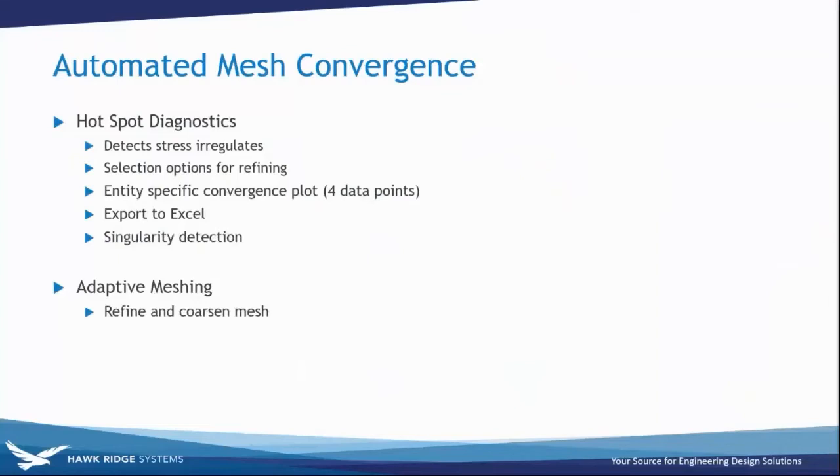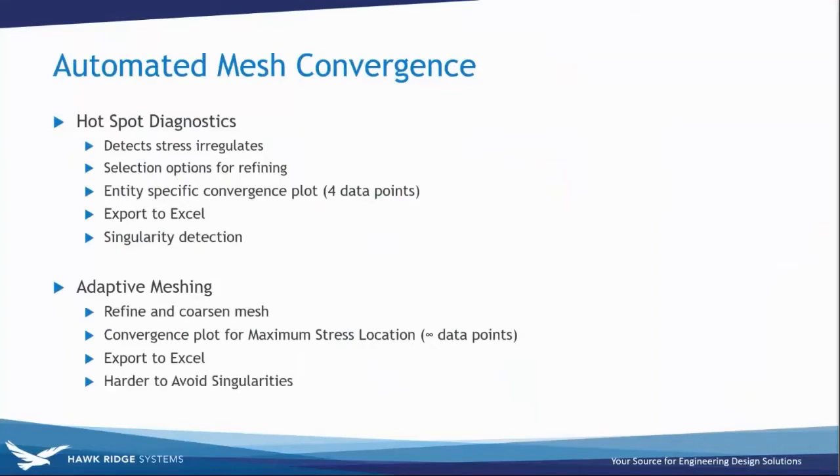The adaptive meshing tool will refine or coarsen the mesh based on user input accuracy values. After the mesh refinement, you can produce a convergence plot for the maximum stress. This can be finicky sometimes as the maximum stress location could change as your mesh is refined. You can export your convergence data to Excel, and it's not limited to 4 data points like that hotspot diagnosis tool. It'll give you data for however many passes occur.